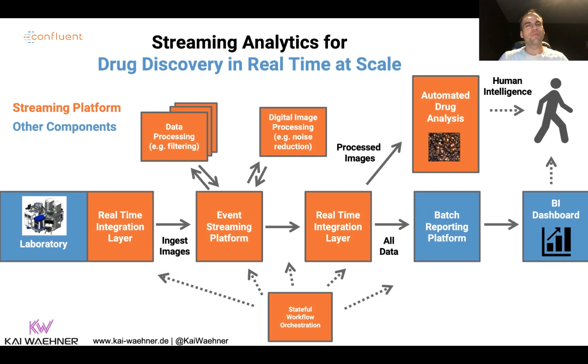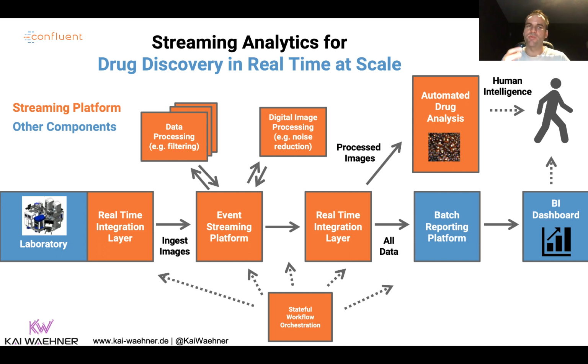And now, if we think about this example from Recursion in a more generic way, this is how a common architecture looks like for event streaming. Let's take a look at this from the left side. So we have in this case the labs where you get some pictures out of the data and out of the tools to create the pictures, and you ingest this information.